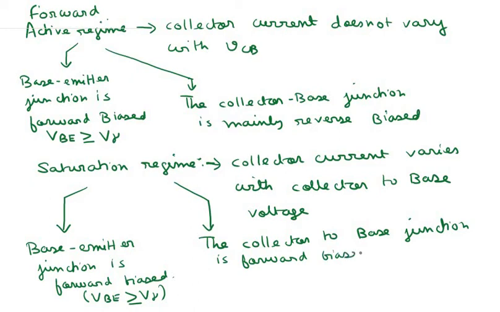And we actually do not want the transistor to operate in the saturation regime. Okay, we only want the transistor to operate in the forward active mode, where the collector current is not a function of the collector to base voltage, but is basically a function of the base to emitter voltage. Okay, and these are the two regimes, and we then have two more regimes. So one is the cutoff regime.